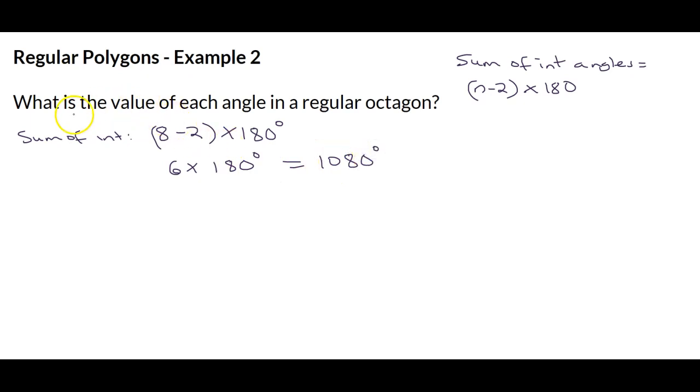Now we want to find out the value of each angle in the regular octagon. So the regular octagon has 8 sides, so each angle is going to be 1080 degrees divided by 8. So that is going to give us 135 degrees. So therefore, for a regular octagon, each interior angle is going to be 135 degrees.